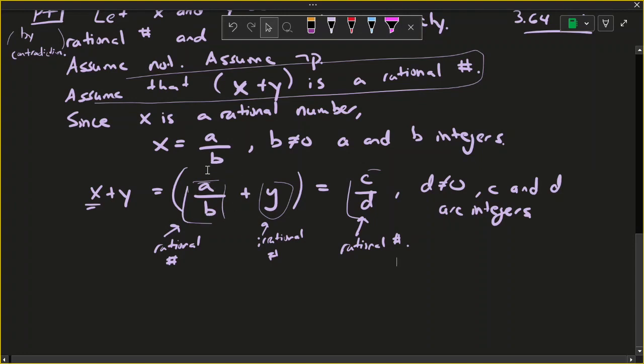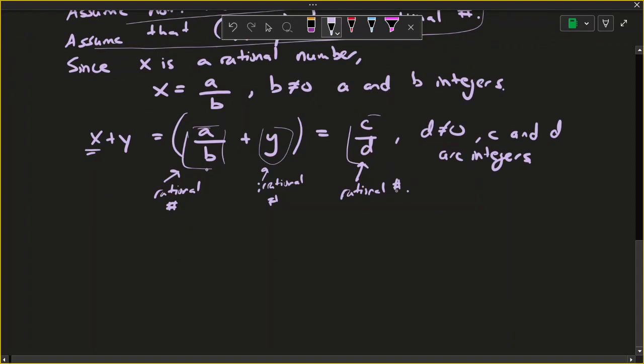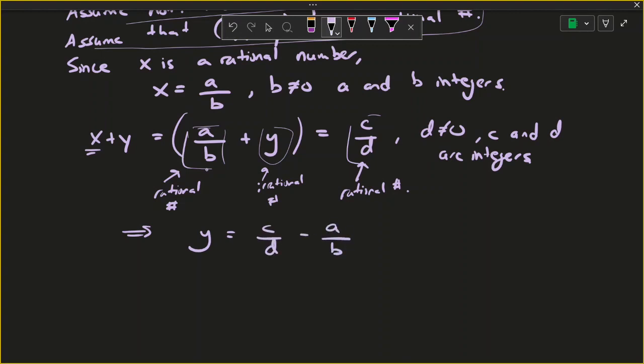Well, I have this equation really, a over b plus y equals c over d. I know where I'm going, but if you didn't know where to go, you would just say, okay, let's solve for y maybe and see where that leads us. So this implies that y equals c over d minus a over b, which equals, if you just do a common denominator, bc minus ad over bd.